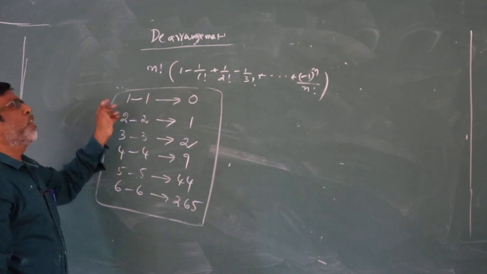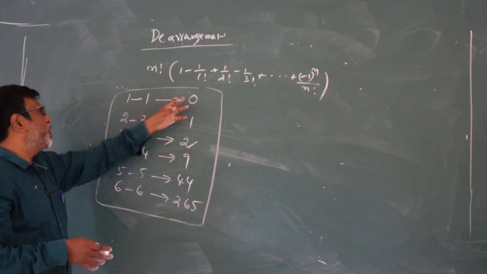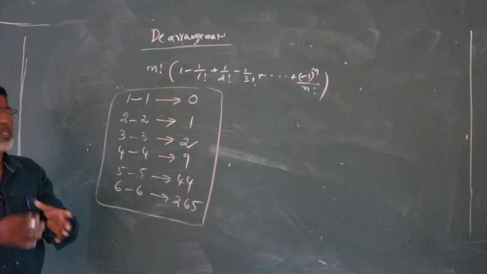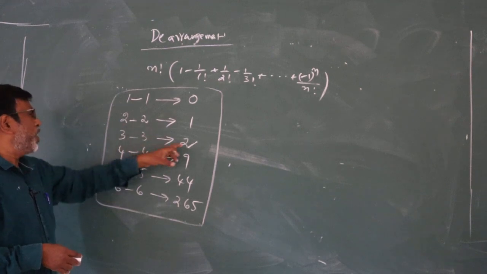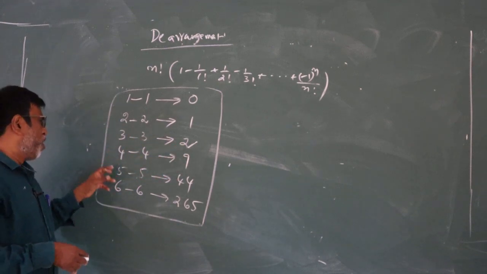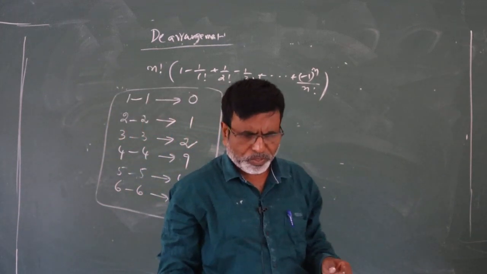One letter, one envelope, correctly placed, there is no wrong arrangement, that is 0 ways. 2 letters, 2 envelopes, only the wrong way, that is 1 way. 3, 3, 2 ways. 4, 4, 9 ways. 5, 5, 44 ways. 6, 6, 265 ways.